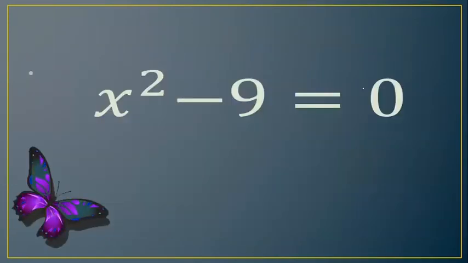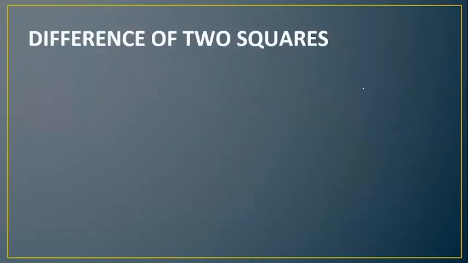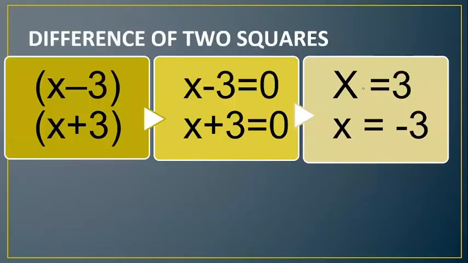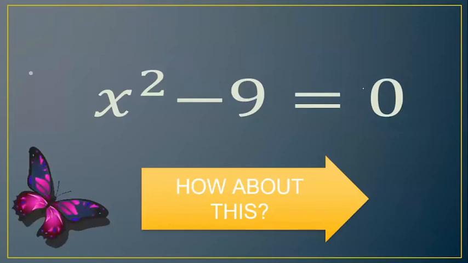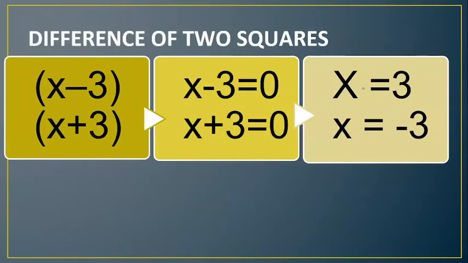So we have x squared minus 9 equals 0. We can factor this using difference of two squares. Let's go back to the example: x squared minus 9 equals 0. The factor of x squared minus 9 is x plus 3 times x minus 3. Then we're going to equate both factors to 0, and you're going to get the value of x by transposing. So the value of x is 3 and another value of x is negative 3.